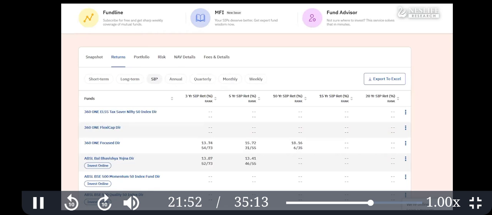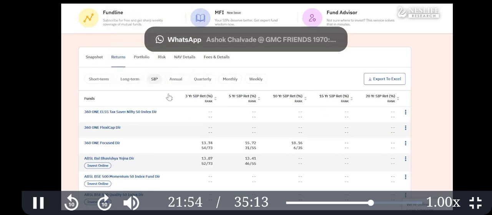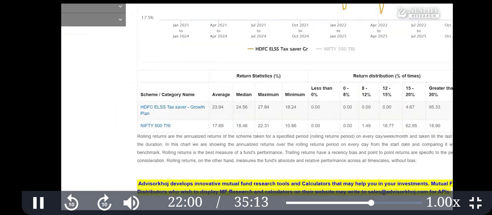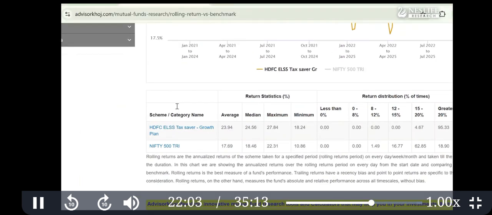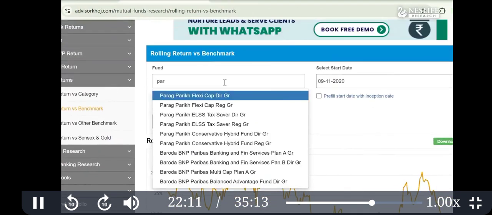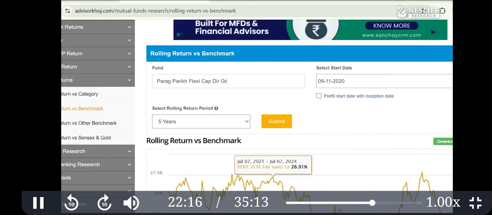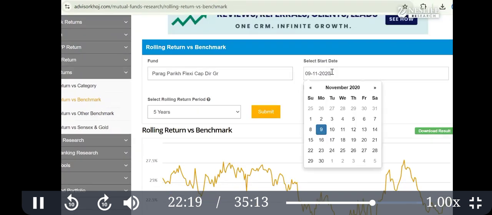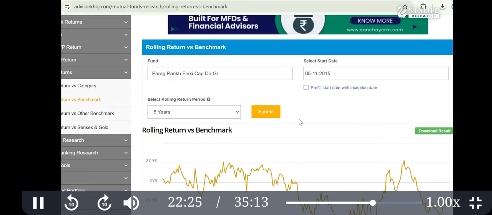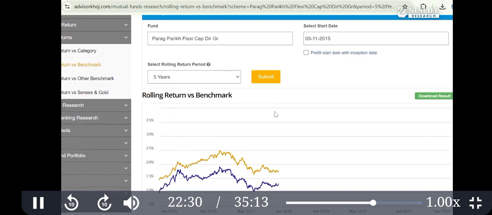Okay. Now I'm going to show rolling return. For rolling return, Value Research has a paid version, but a free version is available on another website, this one. So what is rolling return? Suppose Parag Parikh, this is the mutual fund, Parag Parikh. You can start from the 2015 data, and first select 5 year rolling return. I'll explain what it is.